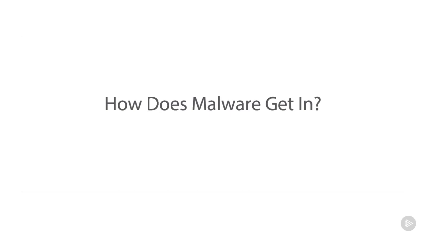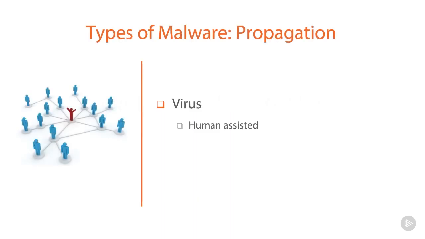Okay, Dale, but how does malware get in? Well, that's a great question. We've already talked about how the standard user actually brings in a majority of it. But malware itself can actually be broken down into two different types. One of these is viruses, which require human assistance, meaning I have to actually execute the file in order to get infected with the virus.